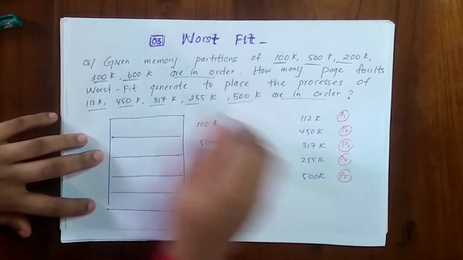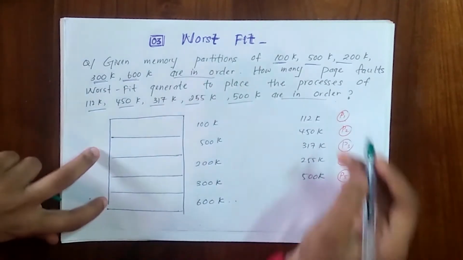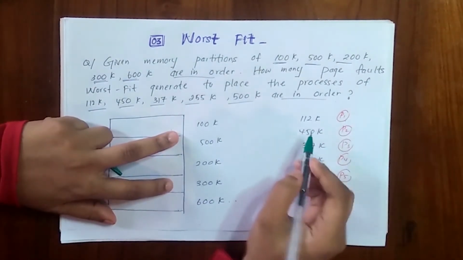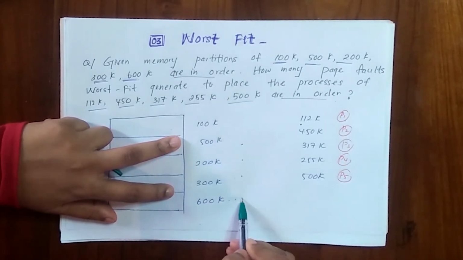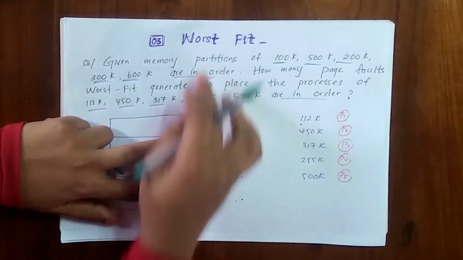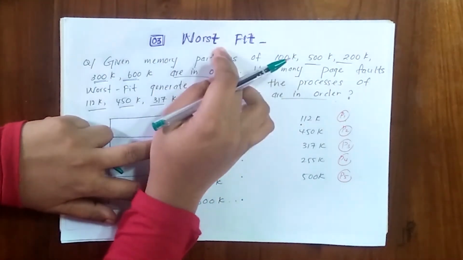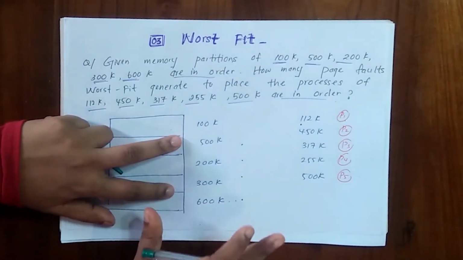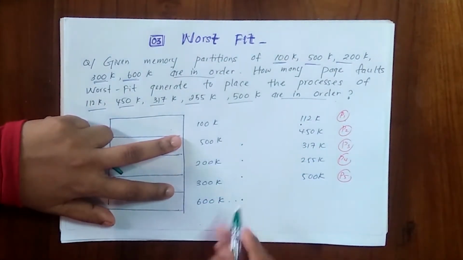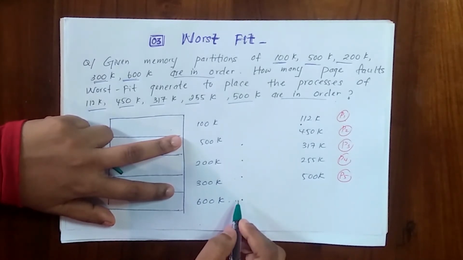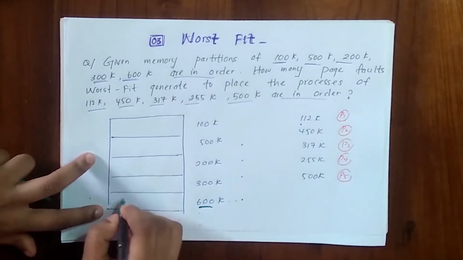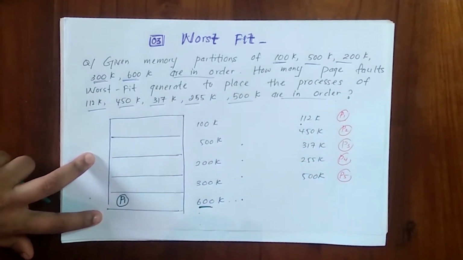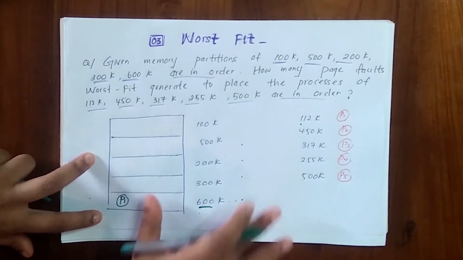right? So let's start with P1. P1 is 112, you can place it in these 4 partitions, and from these 4 partitions the largest, that is why it is called the worst, because you get a large amount of available space. So which partition? 600, this partition. So you can place P1 here, and here of course you have to find the available space.